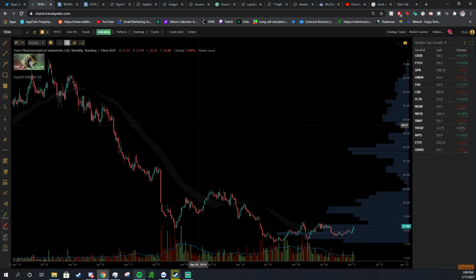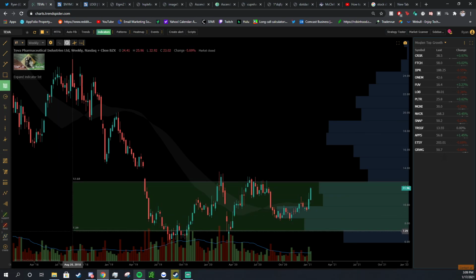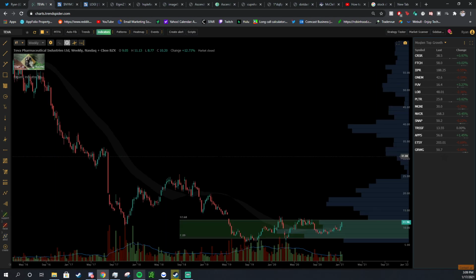I do like that this is definitely bottomed out. I like how we're approaching the top of this volume shelf and that there's a gap right here. A bigger gap is actually right here. Let's go ahead and put in the shelf that we're trading in. I like this as a short-term play, obviously, not a long-term. But if we can get a daily candle close on top of this shelf right here at 12.68, we'll definitely get a move up to the 16s.